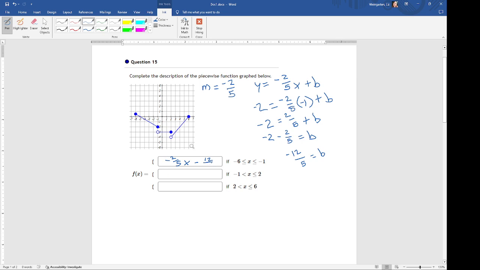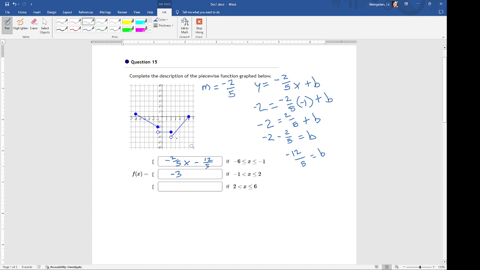So for the next equation, it's just a constant. So we don't have to figure out any slope. We don't have to figure out what b is or anything. So it looks like y is equal to negative 3. And for the last one, we can practice writing the equation of a line again.